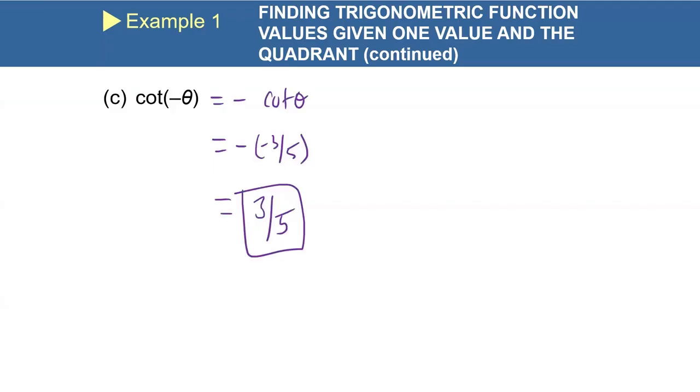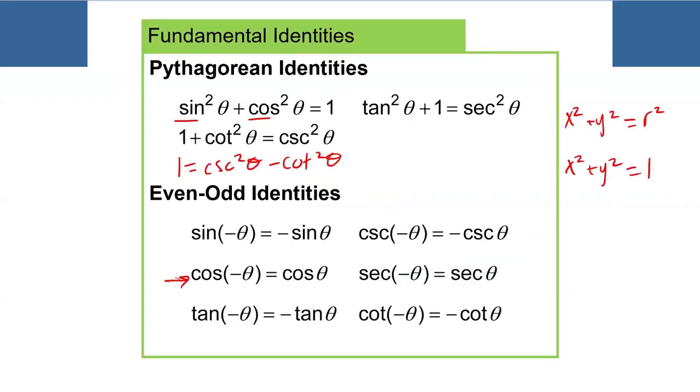B was just 5 because we use our quotient property. And we know that tangent is sine over cosine. So sine is our 5, and cosine was our negative 3. And we knew it was cosine that was negative because it was in what quadrant? 2. Okay, so that's how these 3 identities are used.